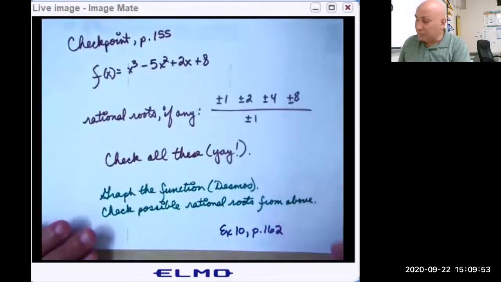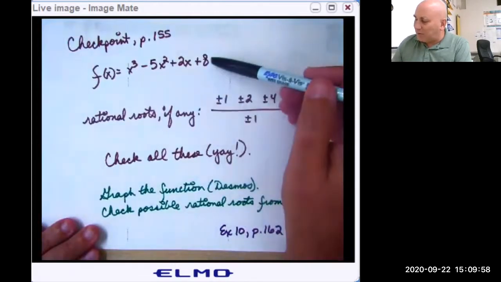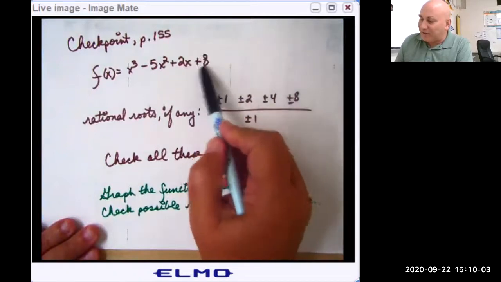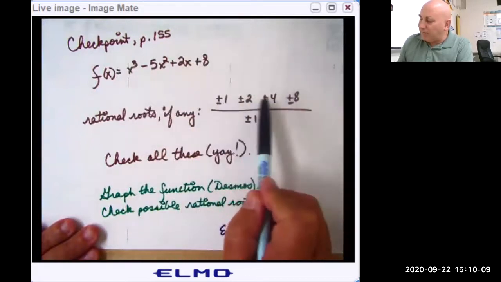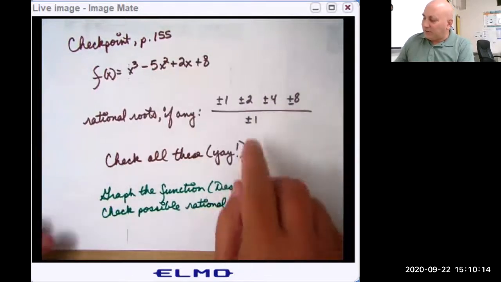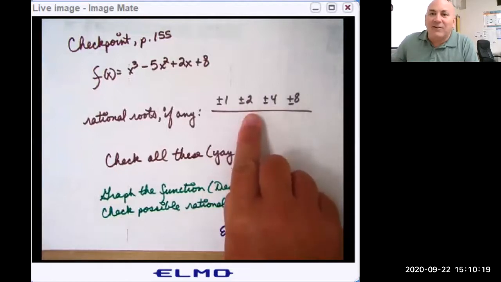Example problem is the checkpoint problem on page 158 of the current textbook that we're using. If there are any rational roots of this polynomial, the numerator of that rational number will be a factor of 8, and the denominator will be a factor of 1. Well, here are all your factors of 8. Here are all your factors of 1. So since the plus or minus 1s, that's not going to affect anything, there are 8 numbers you have to check using your synthetic division.